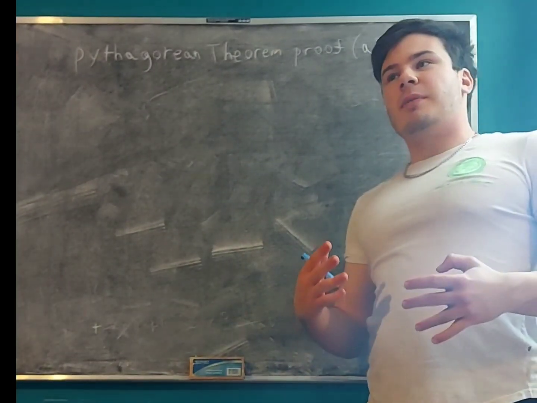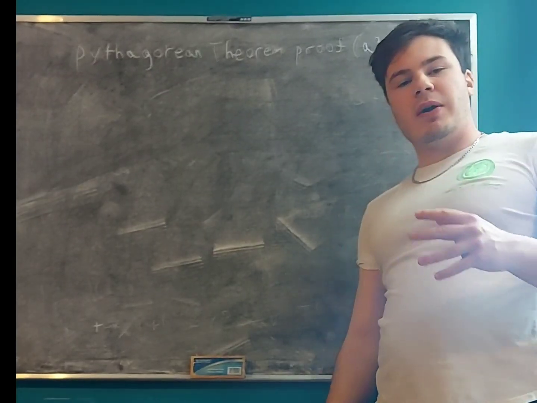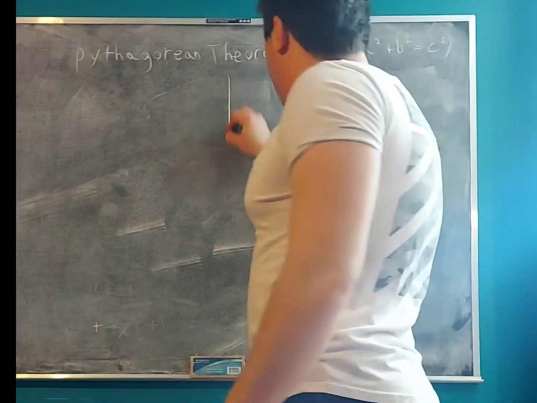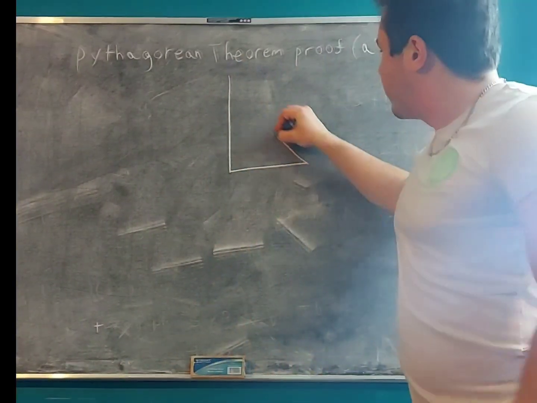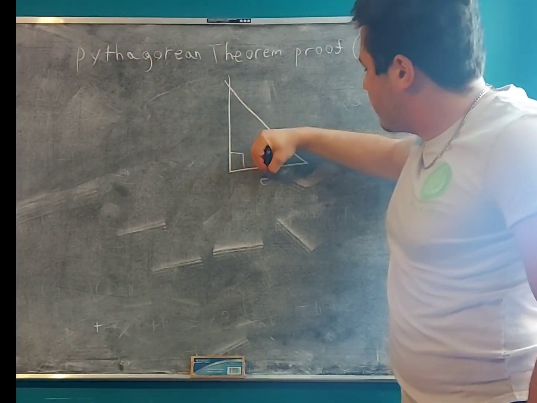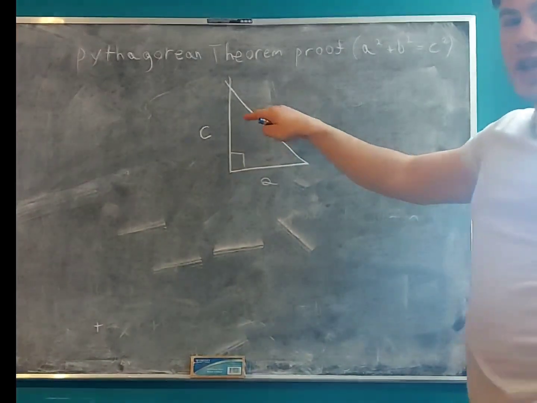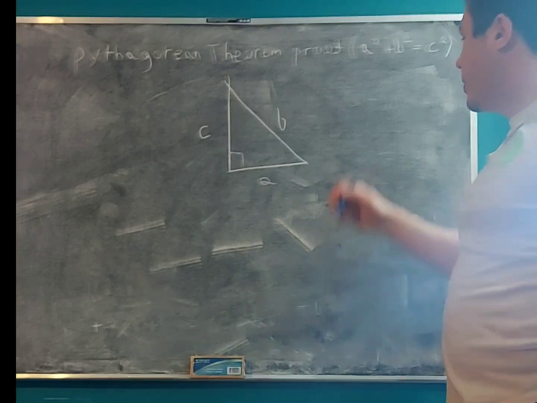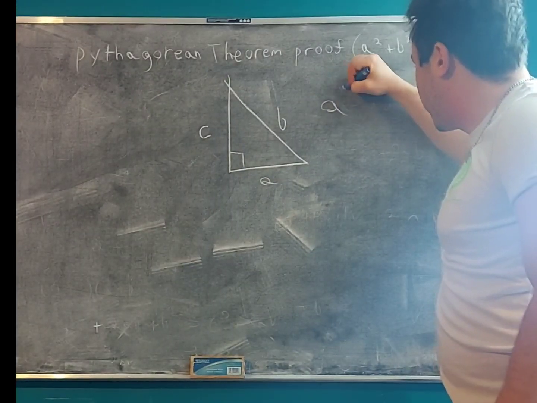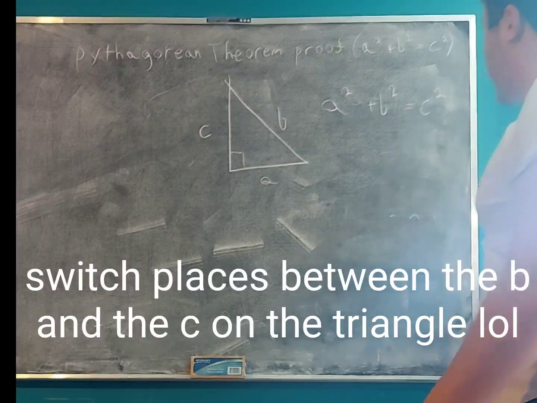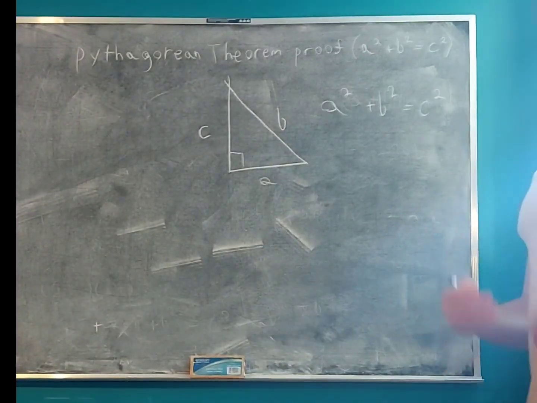I'm a math major, and today I'd like to talk to you about the Pythagorean Theorem. Take a right angle triangle. If you have any two of these sides, you can find the other one using the Pythagorean Theorem. It's very simple, it's very quick.